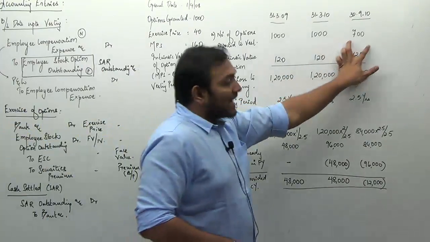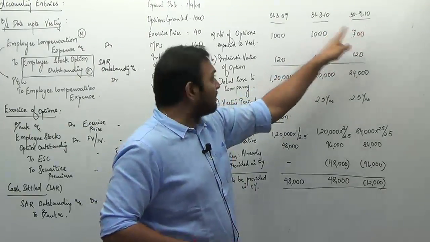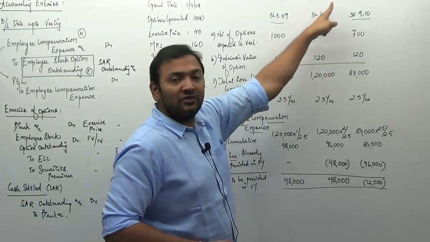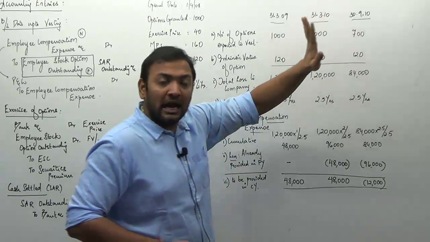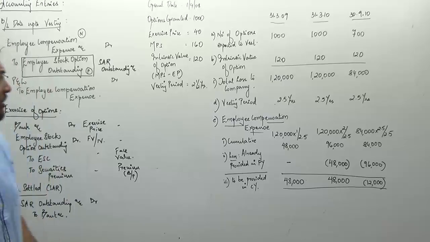These 300 options lapsed on 30th May 2010. That means on the balance sheets of 31st March 2009 and 2010, I did not know that there was a lapse. The lapse was identified only in the month of May. So we did not know the lapse on the other two balance sheet dates.